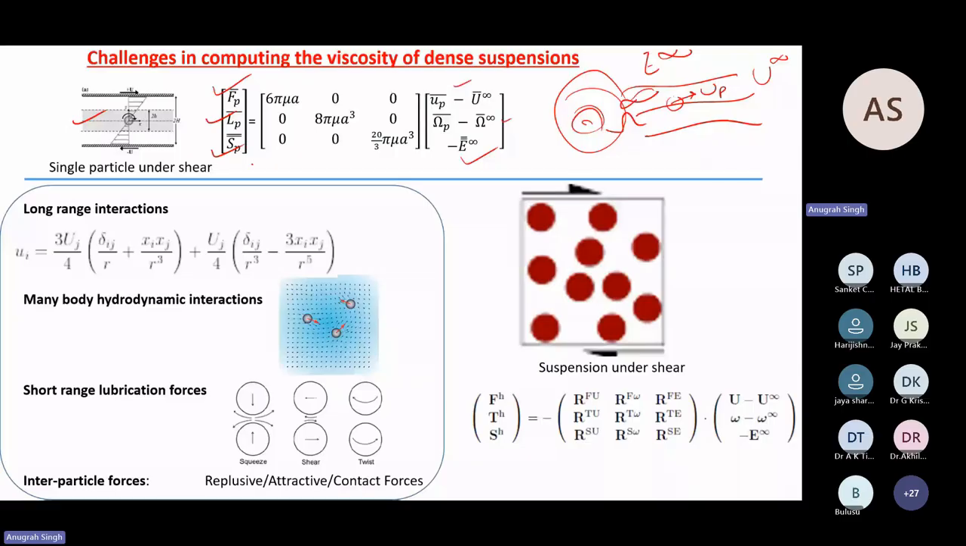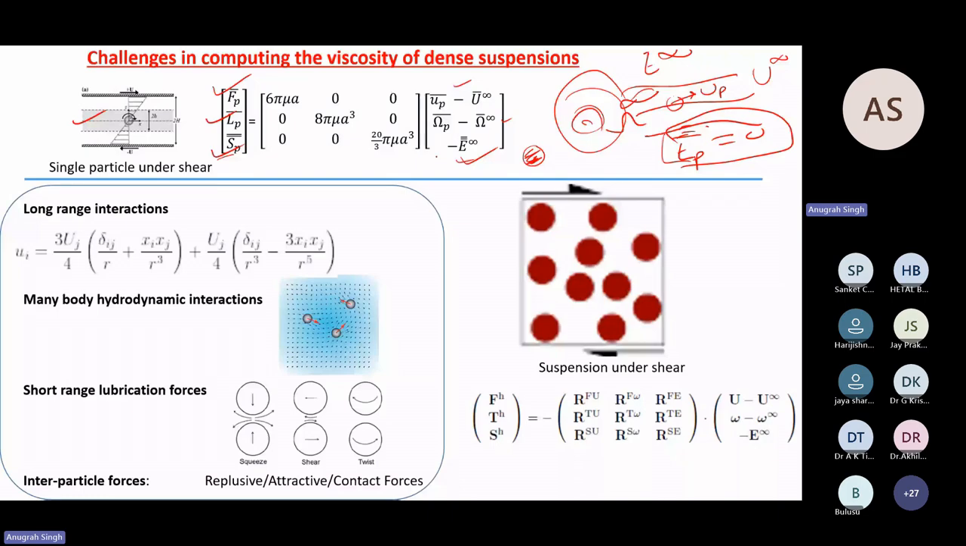Now, why is there no EP? Why is there no EP? Because these are solid particles. You cannot deform a solid particle. It will not support deformation. That's why EP is zero. EP has to be zero. But if you are simulating droplets and other soft particles, then EP will be there, and then it becomes more complicated.